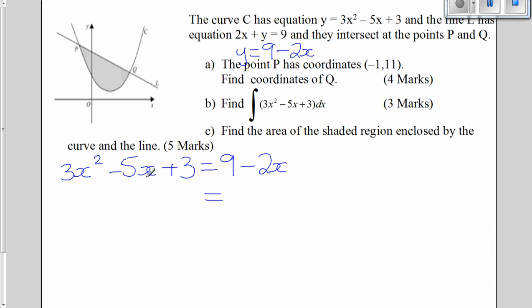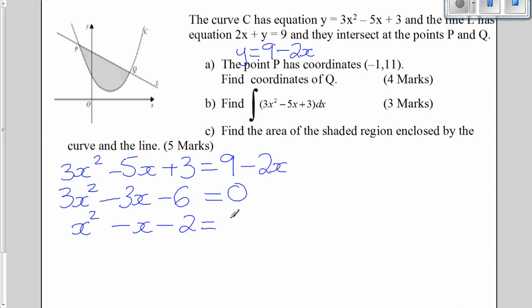Anytime we get something with squareds in, we make them all equal 0. So we've got 3x squareds here. Going to add those 2x's on, so we get 3x's there. And take those off, so we're going to get minus 6. Isn't that nice? It can divide by 3, so let's divide everything by 3 first of all. x squared minus x minus 2 is equal to 0, and now we can factorize it.